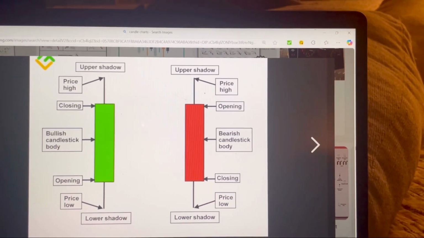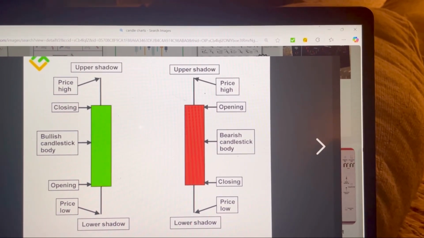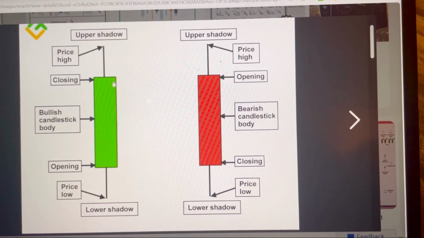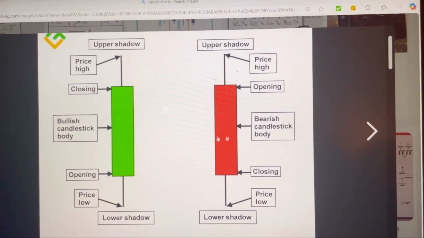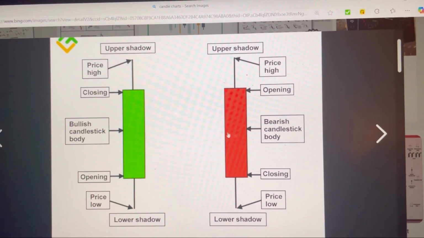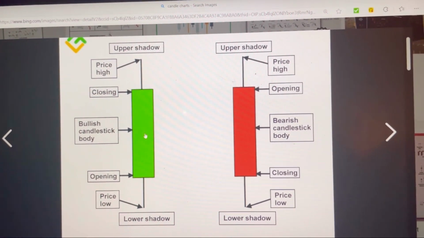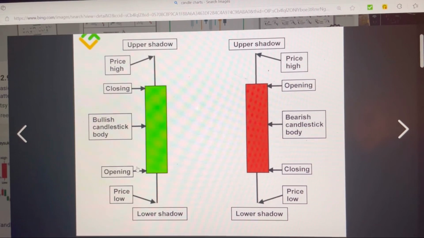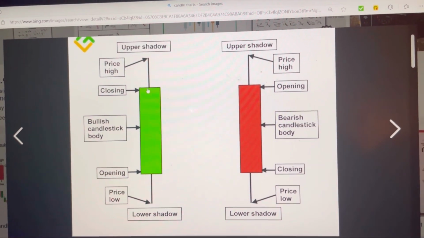If you want to read and write, first you need to learn how to do the letters, right? So this is the fundamentals, the basics. We need to learn about what a candle is. This is a green candle, that's a red candle. This is bullish, that's bearish. This means that the price went up, this means that the price went down. What the candle body means is the time frame that you choose.